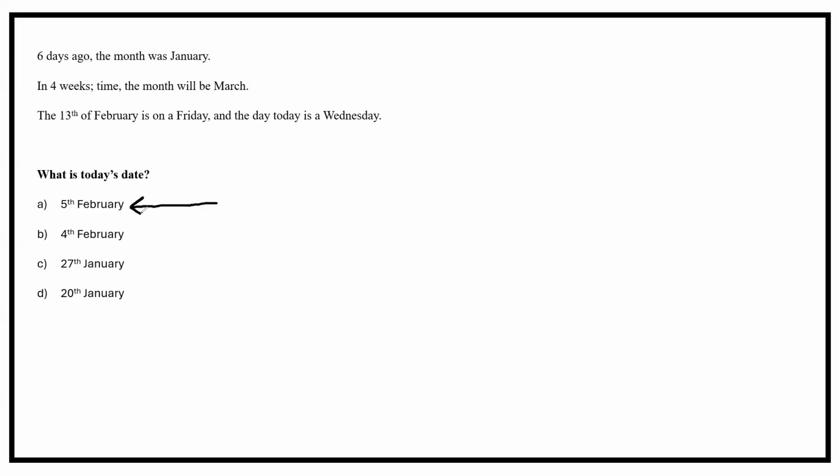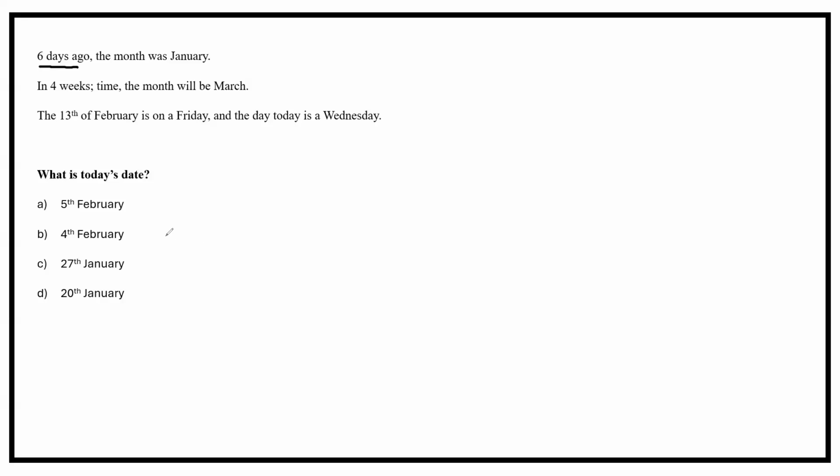So I need to think to myself, well, could it be 5th of February? Let me look at all the clues. If it was the 5th of February, 6 days ago, would the month be January? And it would, because it's only the 5th day of February. If we subtract 6 days, we're going to be in January, okay? So it could be A, right?